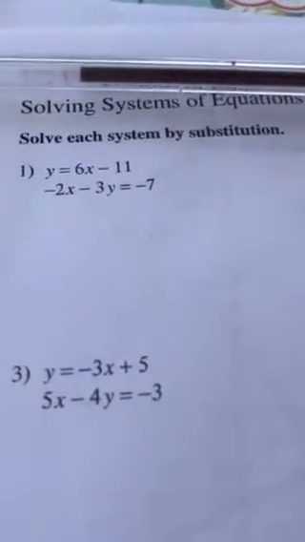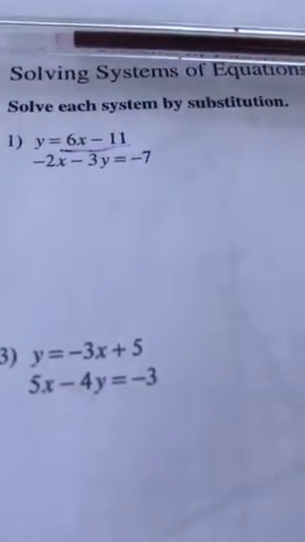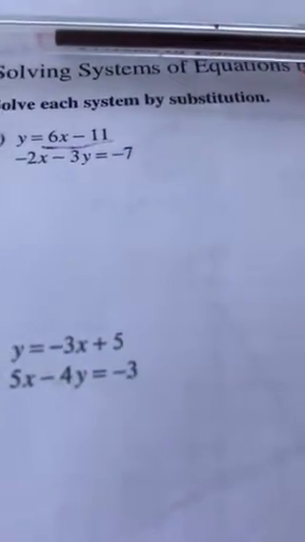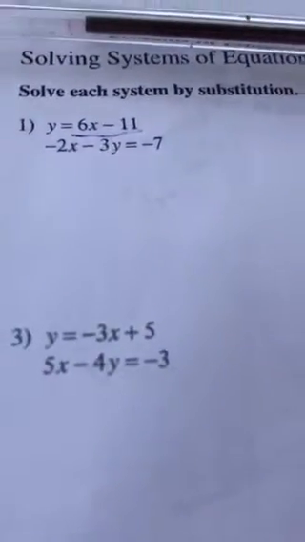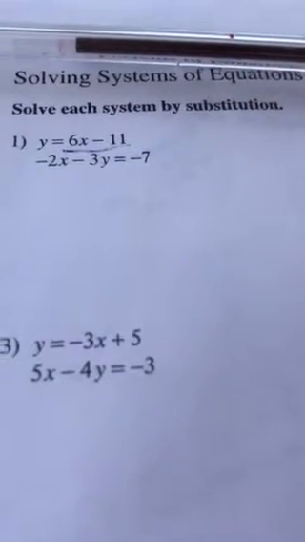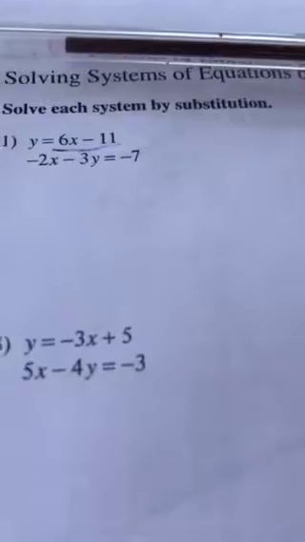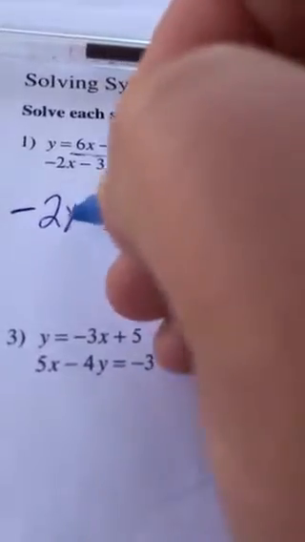So number one tells us that y equals 6x minus 11. Well, if that statement is true, that means that this y right here is the same as 6x minus 11. So we're going to take out the y and substitute in 6x minus 11 because we know that's what y equals. So I'm going to rewrite the second equation, negative 2x minus 3.